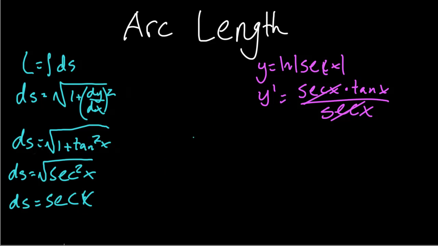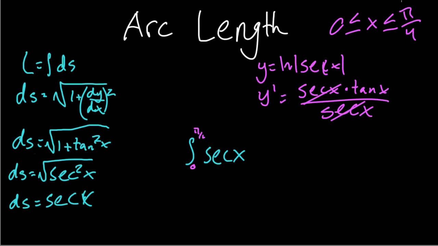Now, if you don't know how to integrate secant x, that will be a problem. But I know how to do it, so we're going to do it. The integral of secant x, and I forgot to give us some bounds to work with. So let's say we want to find the arc from 0 to pi over 4. There we go. So those will be our little bounds. We'll have 0 and pi over 4.